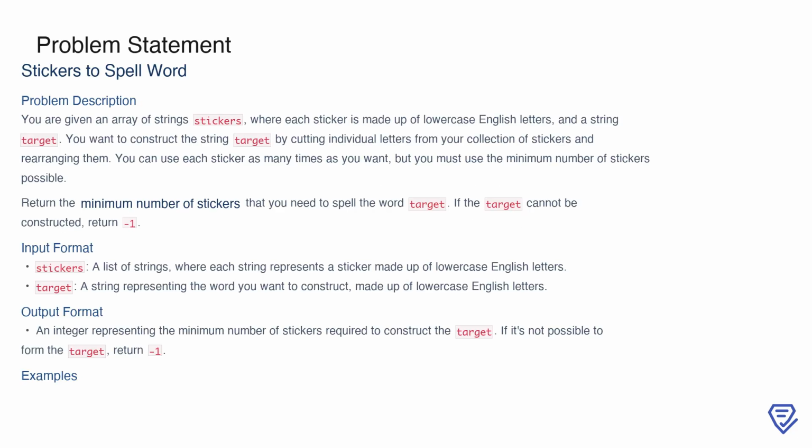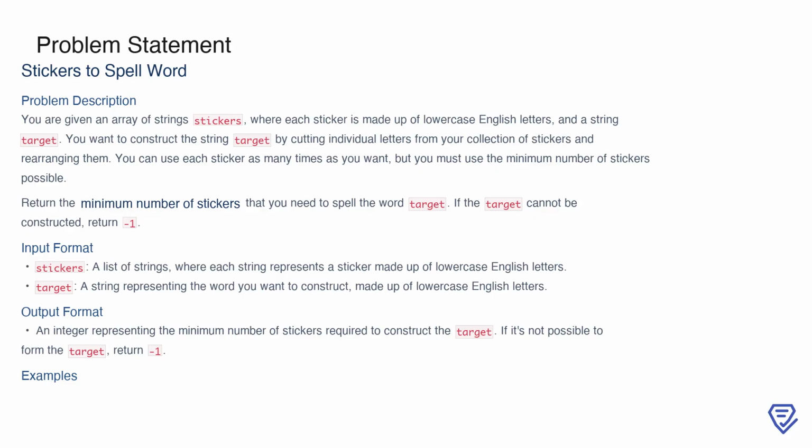In this problem, you're given a list of stickers, where each sticker is a string made up of lowercase English letters, and a target word that you want to construct. The goal is to determine the minimum number of stickers required to form the target word. You can cut out individual letters from any of the stickers and rearrange them to spell the target. Importantly, each sticker can be reused as many times as needed. However, if it's impossible to construct the target using the given stickers, you'll return -1.